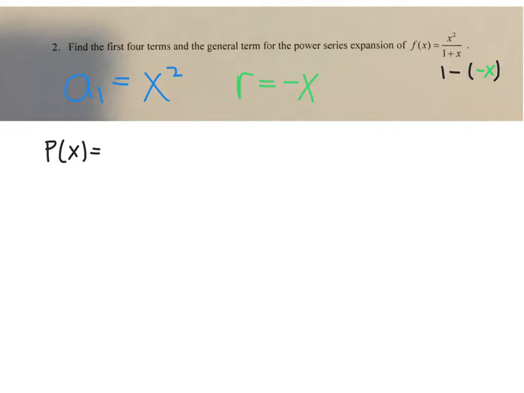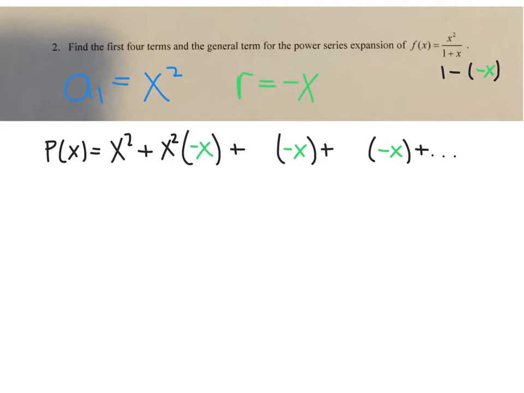So I don't want to write each term out individually. I'm going to try to just start expanding this polynomial equation. So p of x equals, okay, so see if you're with me. x squared, that's my a sub 1, plus a sub 1 times r. Okay, I need to clean this up now. If I multiply those two pieces together, I'm going to get a negative x cubed. So now I'm going to multiply my negative x cubed, I'm going to put parentheses around it, by my r.